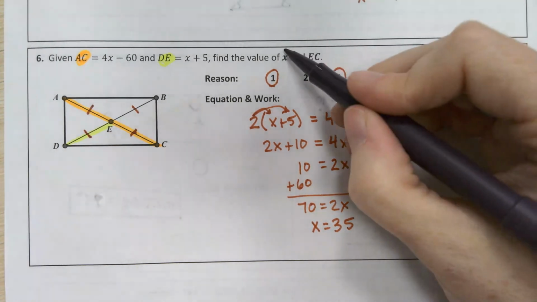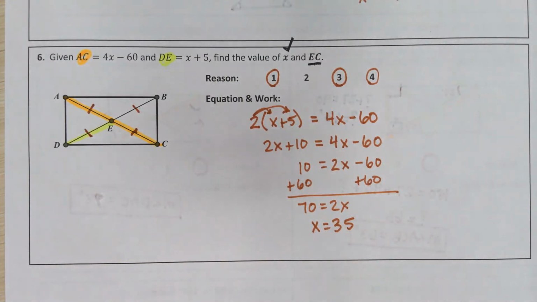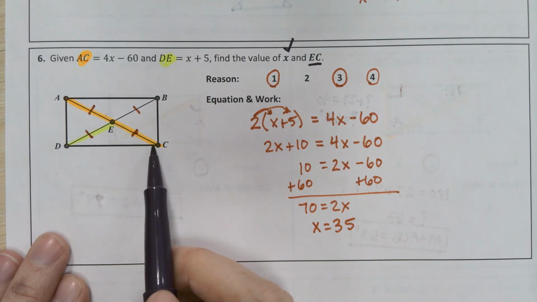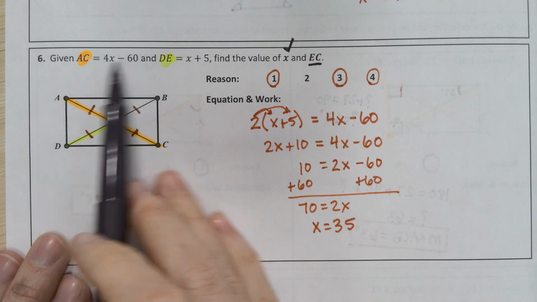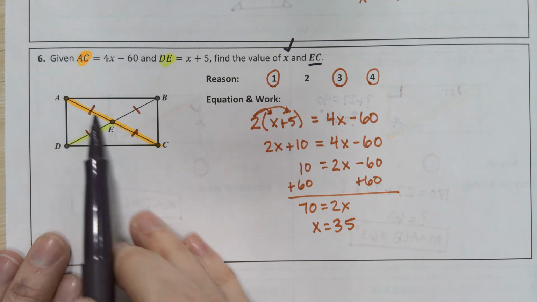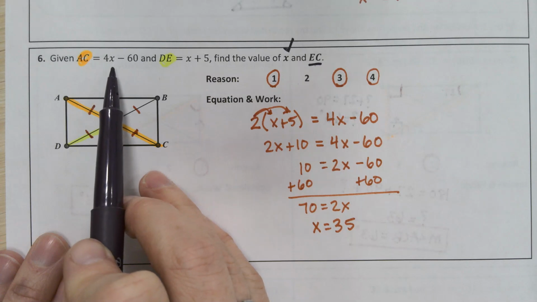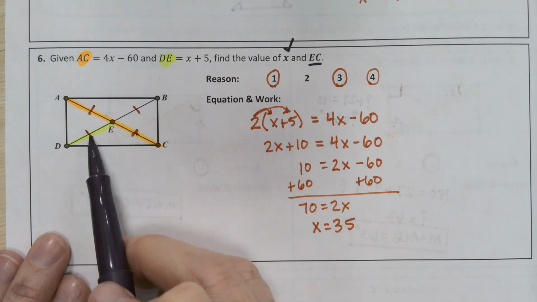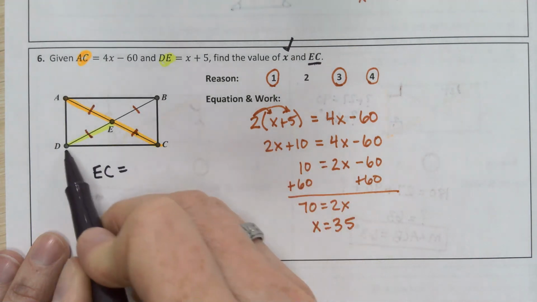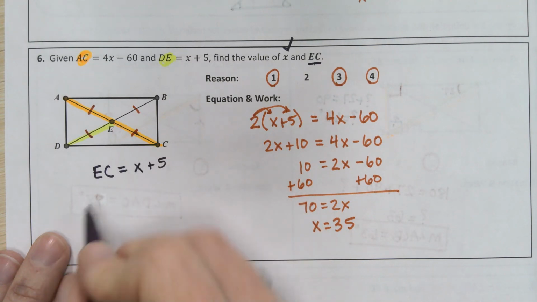Do a quick double check. Looks like we've got half of what they ask us to, so we're on the lookout for what EC is equal to. EC is right here on the orange, but I know the whole orange segment. I don't know that part. So we have 2 options. We could find the entire orange diagonal by plugging in our x, but then dividing it by 2, or because these are congruent, it might be a little bit faster to find EC just by using what we know about DE. They're congruent, so that x plus 5 should work for EC as well.